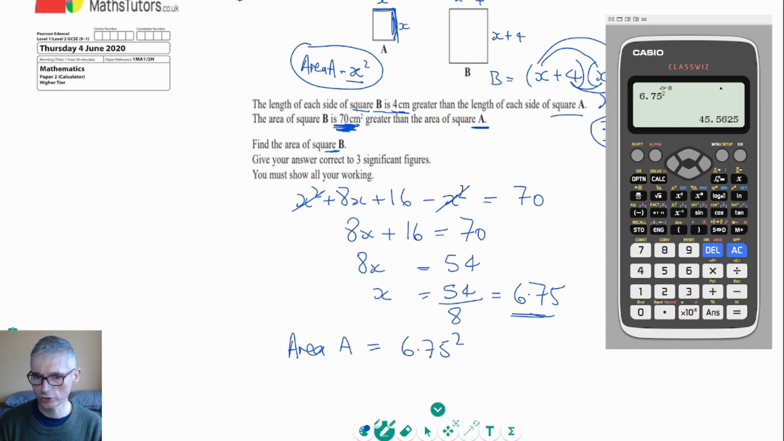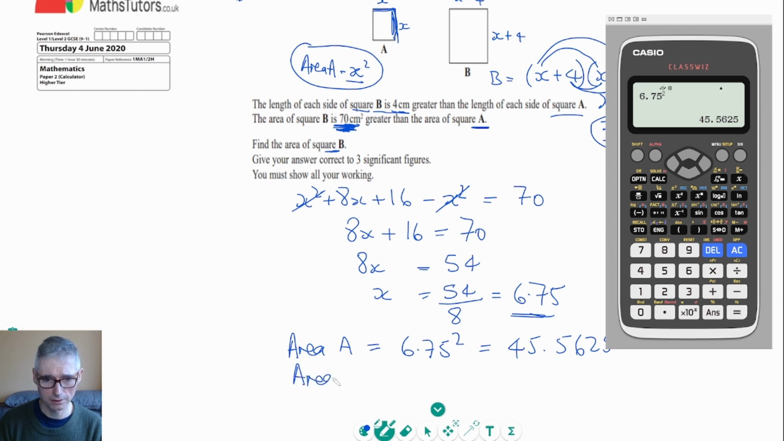There we go. We'll use all the figures at the moment, even though we're just looking for it to 3 significant figures. Ultimately, we don't want to create any errors early on in the calculation, so we're just going to use all the figures there. So 45.5625. And now we've got that, all we need to do is just add 70 to it, because we know that B is 70 centimetres greater than the area of square A. So we're just going to add 70 to that to get the area of B.